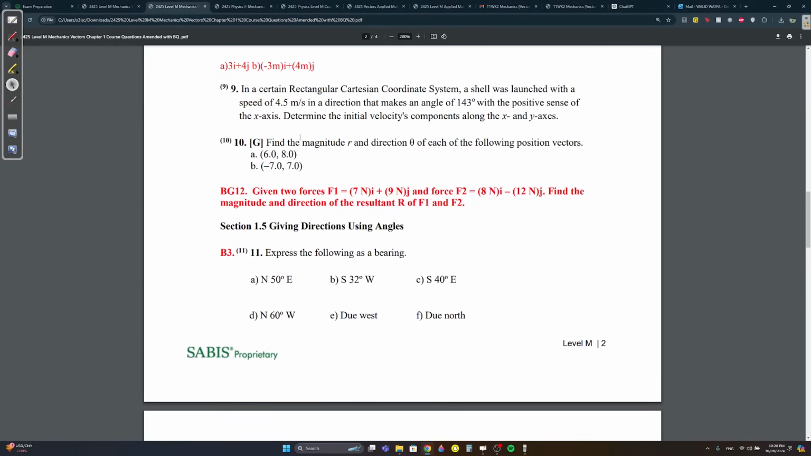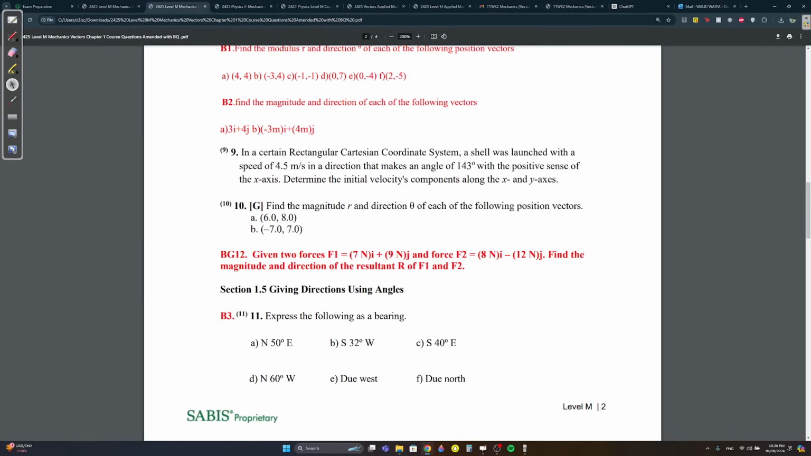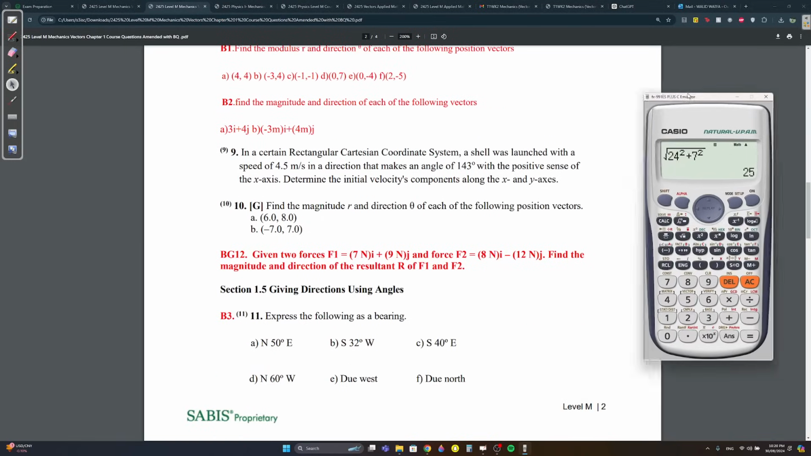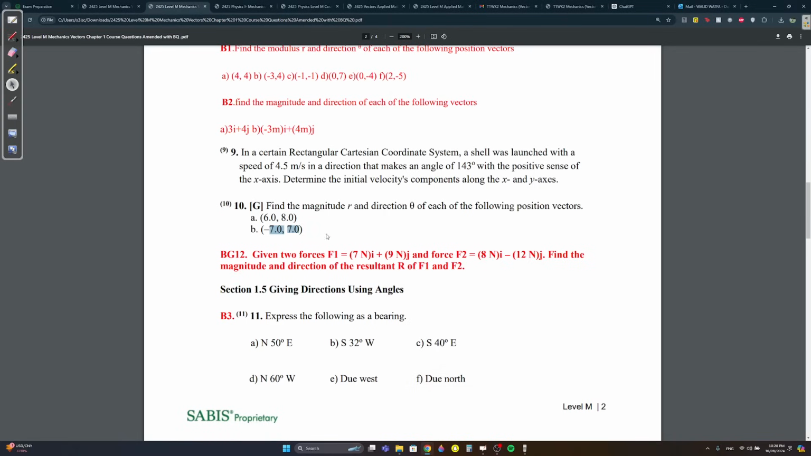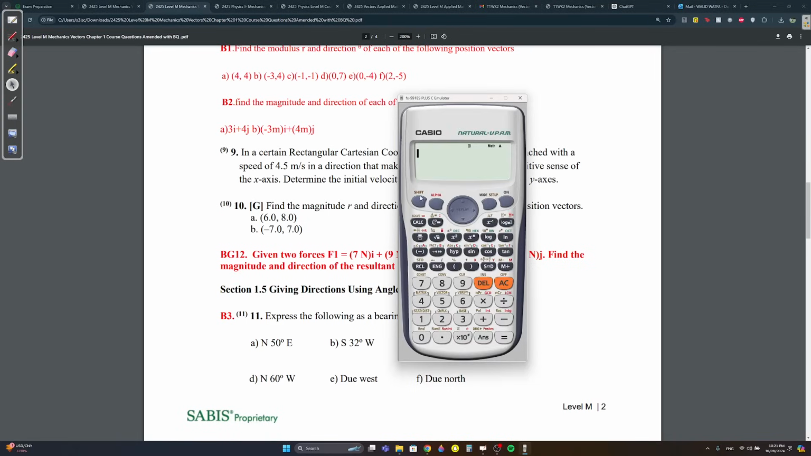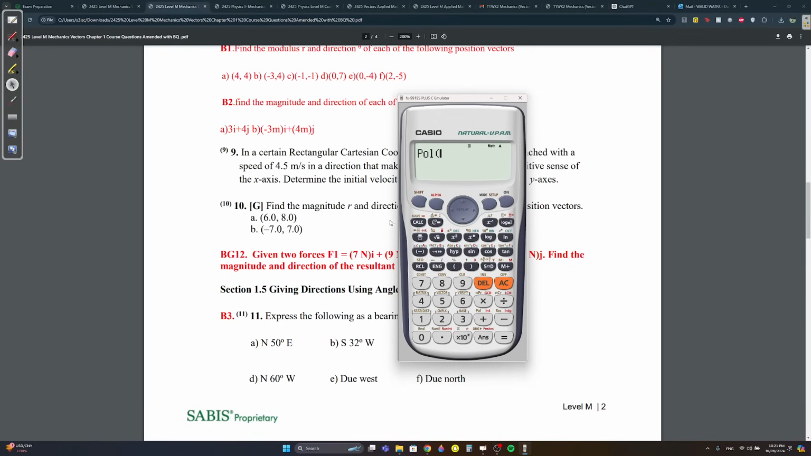Okay, given two forces, there's question time. Find the magnitude R and direction. Remember, you can just put it on the calculator. You can do pole. You're going to get that the magnitude is 10 and the angle is 53 for this one. I'm not sure about this one. But just do shift pole and then put in the coordinates like I showed you earlier. For those of you who are just watching for the grids, you just do pole 6, comma 8, gives you R and gives you 53.